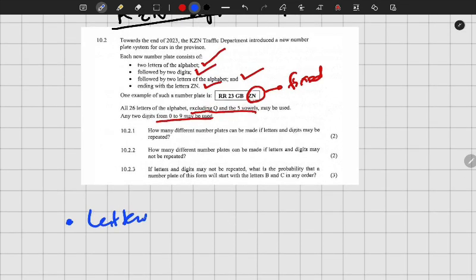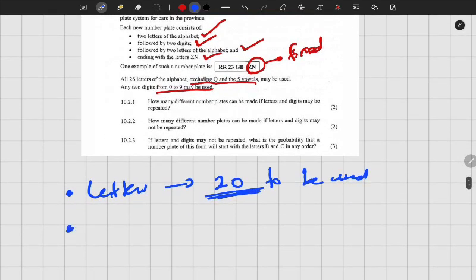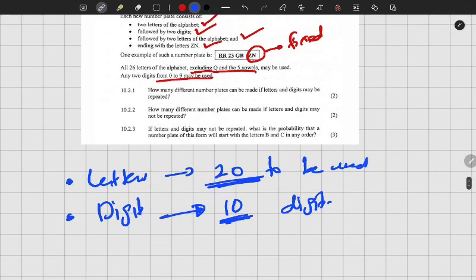We need to find how many letters we have. So they're saying excluding Q and 5 vowels. So we have 26 letters, so minus 6. So we only have 20 to be used. Very important. Then we look at digits. How many digits can we use? 0 to 9, which is 10 digits. We need these numbers because that's how we're going to get our different combinations.